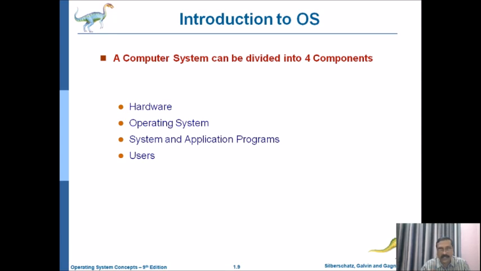And users, we are the users. I am the user, you are the users, and all are sitting and using the computer. Even without being a programmer, any layman who is using the computer, we can call them a user. So again, a computer system can be divided into 4 components: hardware, operating system, system and application programs, and user.